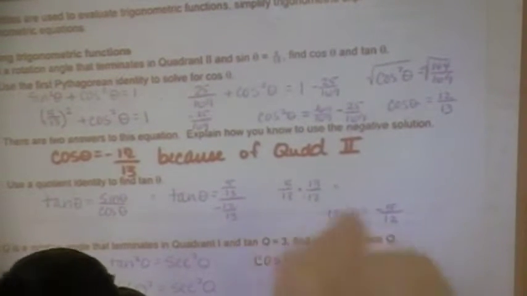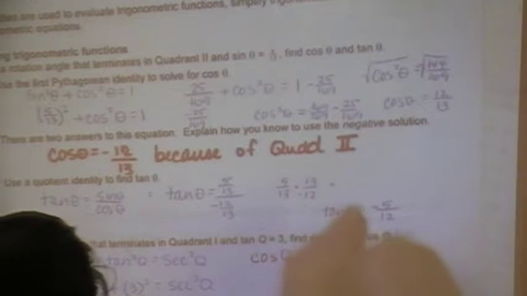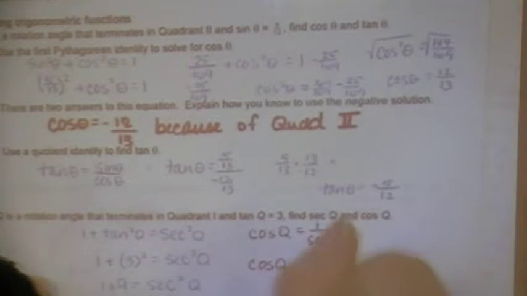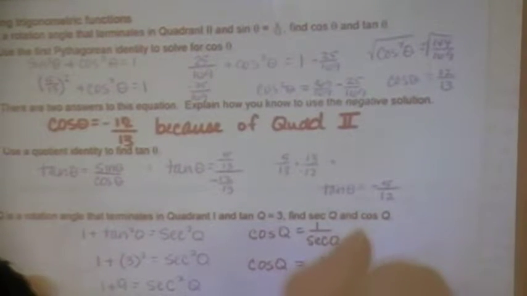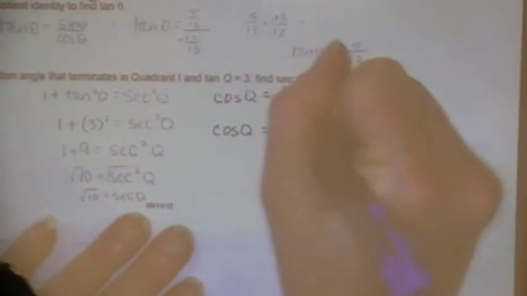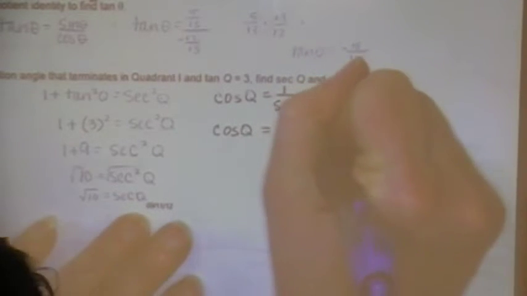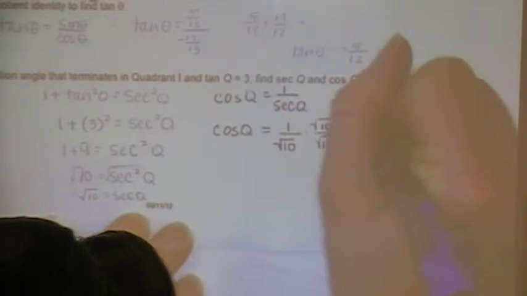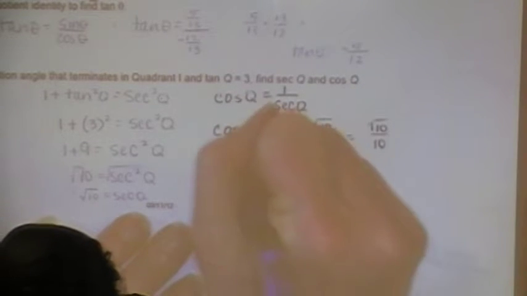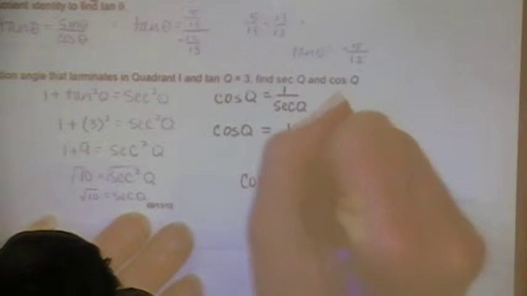So I'm just going to write cosine of q, because that's the letter they gave me this time, equals 1 over secant q. I know what secant of q is, so that gives me cosine of q is 1 over the square root of 10. I just have to rationalize that now. So I get square root of 10 over 10. So cosine of q equals square root of 10 over 10. And again, we're in quadrant 1, so it's positive. Everybody sort of okay?